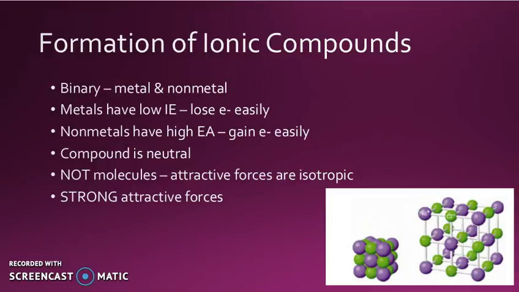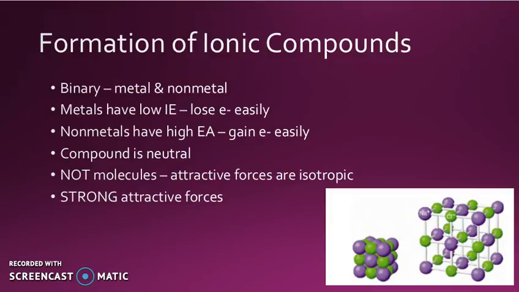A binary ionic compound, the prefix bi means 2. So a binary ionic compound is one that's made of only 2 elements. One would be a metal, which forms the positively charged cation, and the other would be the nonmetal that forms the negatively charged anion. Metals have very low ionization energies, which is why they lose electrons so easily. Nonmetals have high electron affinities, therefore they gain those electrons easily.